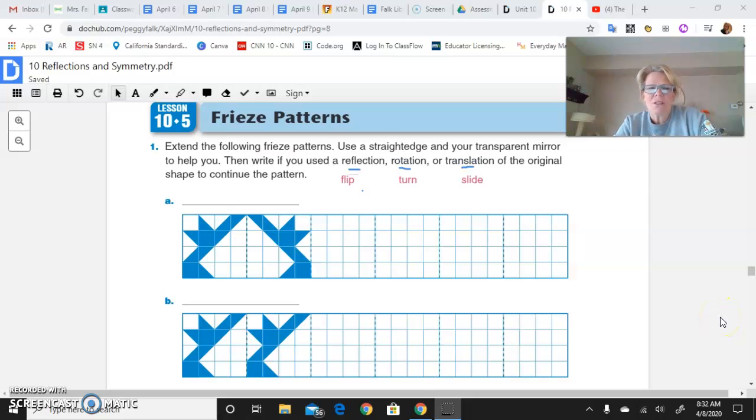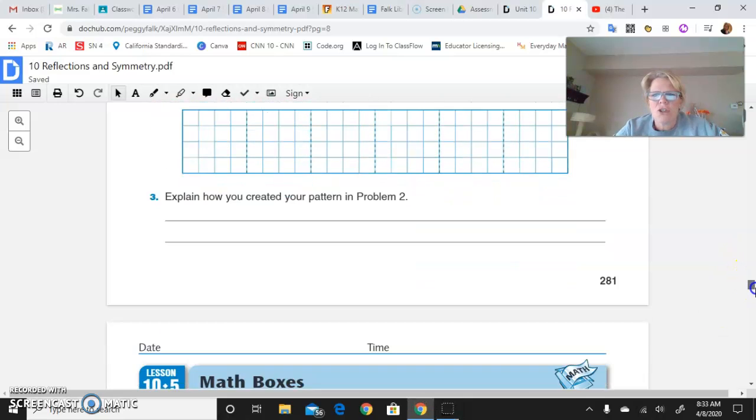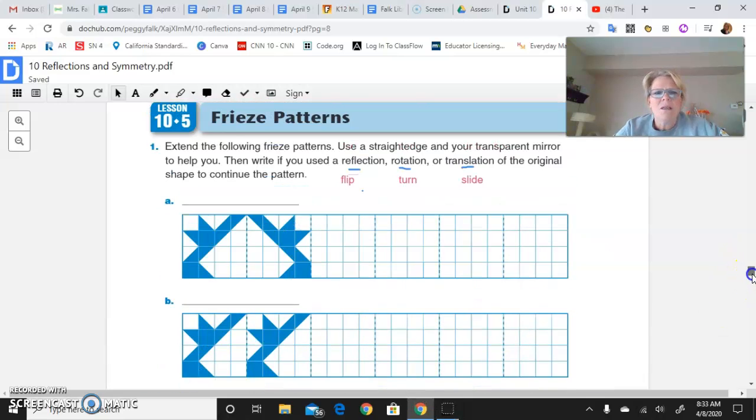This will be the last lesson for chapter 10, kind of a short and sweet one. But I wanted to go over reflection, or rotation, and translation before we get to the end of the chapter. So this is journal page 281.